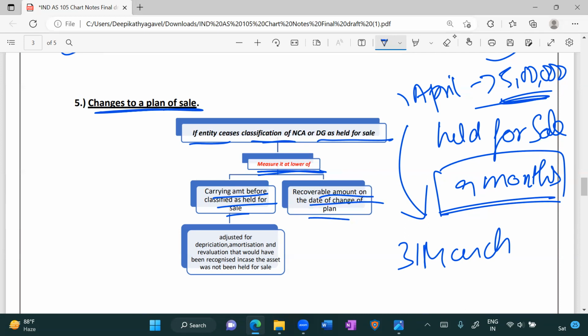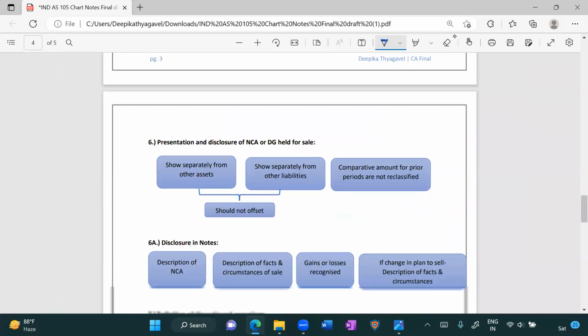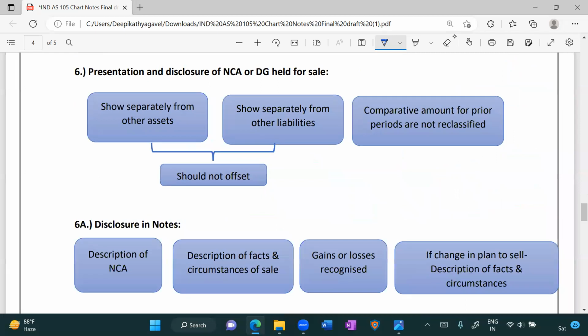Today, let's say on 31st December, I'm deciding to change it. So on 31st December, what is the recoverable amount that will be compared with the carrying amount that was on 1st April, that is 5 lakh, adjusted for depreciation for these 9 months, and compare both of them. Whichever is lower will be taken into consideration. Yeah, I hope it's very clear. It's quite an easy standard and very much understandable. And once you're very clear with non-current assets held for sale, discontinued operations is also relatively very small, right?